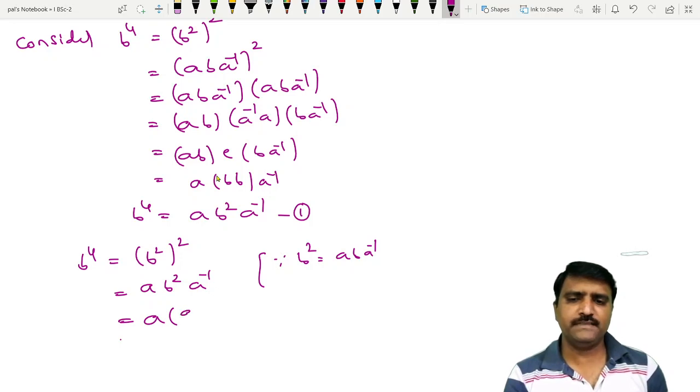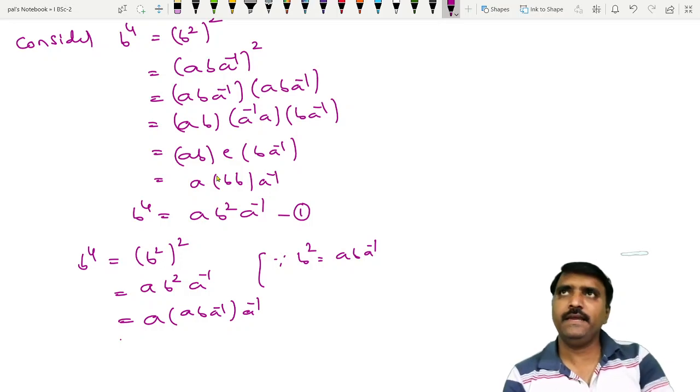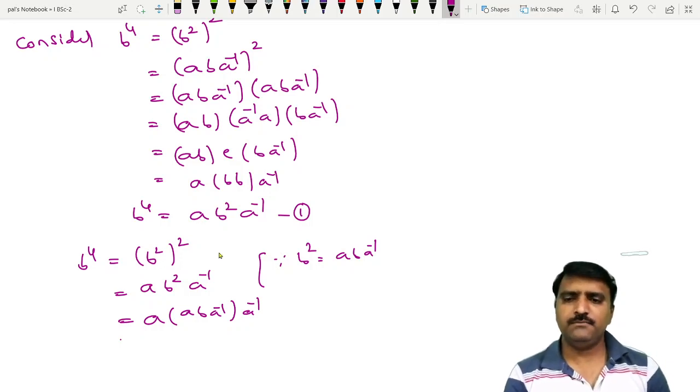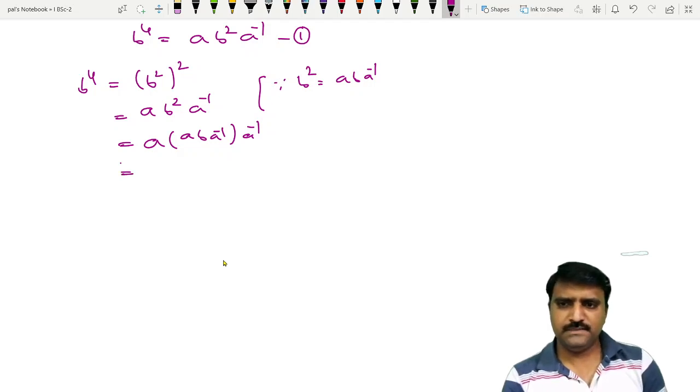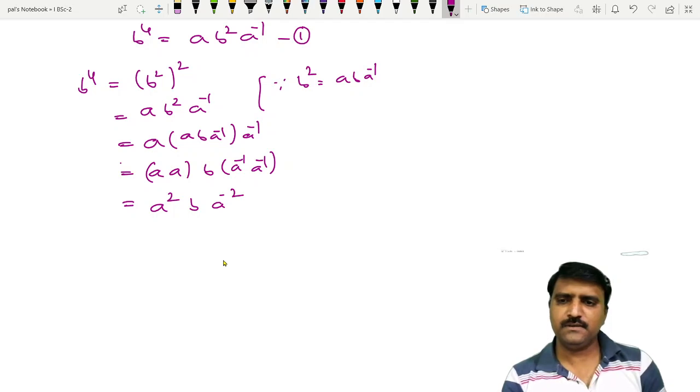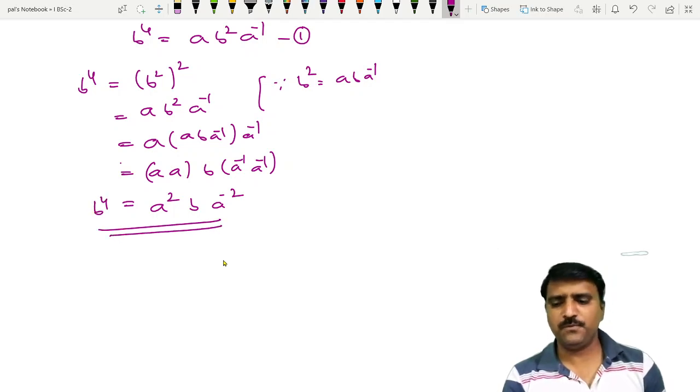Again b square is a b a inverse into a inverse. Now by using the associative property we have a into a into b into a inverse into a inverse. So that is a square b a to the power of minus 2. So this is another method of expressing b to the power of 4.